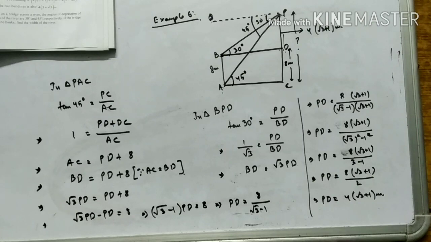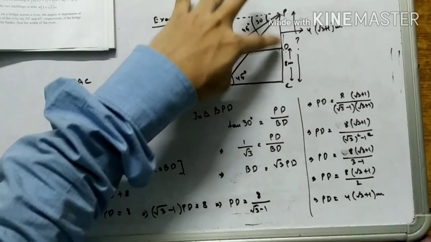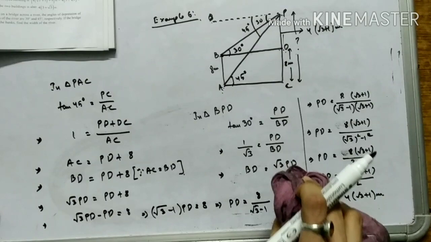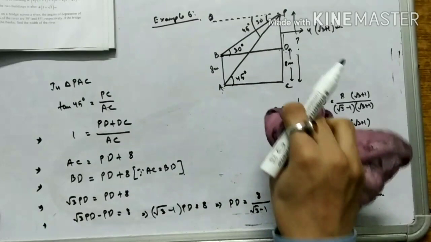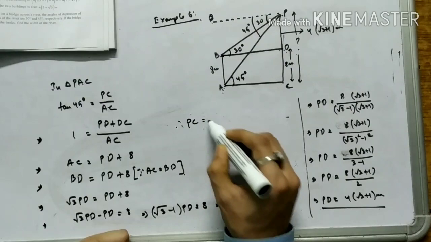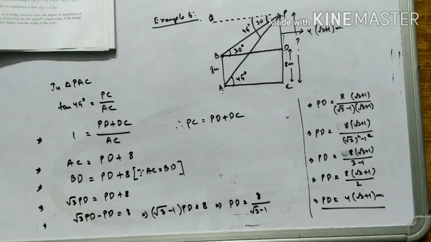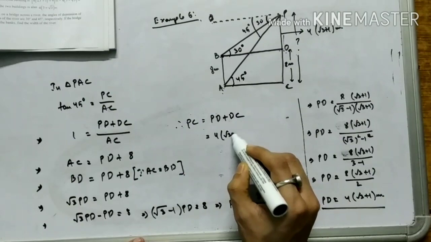AC is equal to PC, I could have got. So now you see PD I got, so therefore I will find PC. PD value I got, so therefore PC, that is the height of the multi-story tall building. PC is equal to PD plus DC. So PD is 4 times root 3 plus 1 that I got, plus 8, since DC value will be 8.